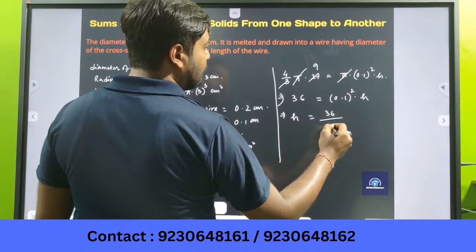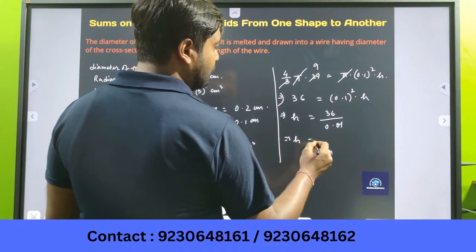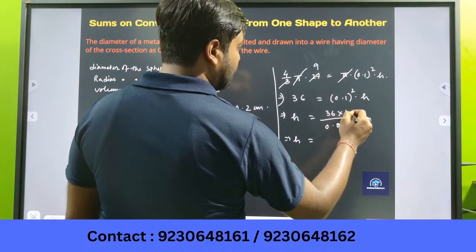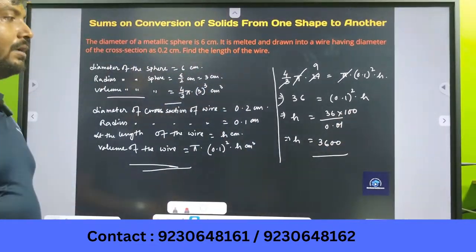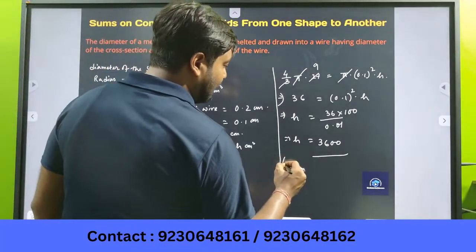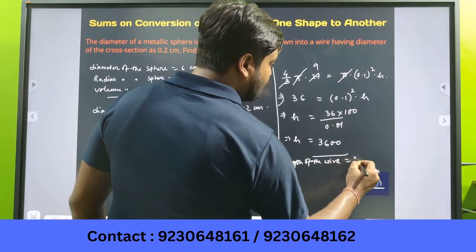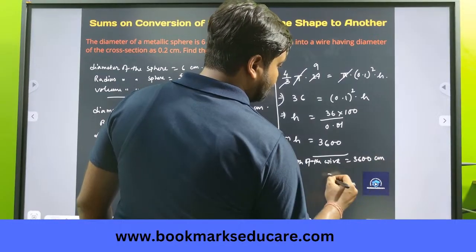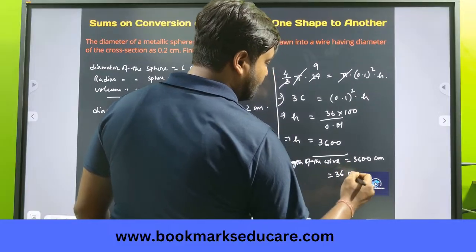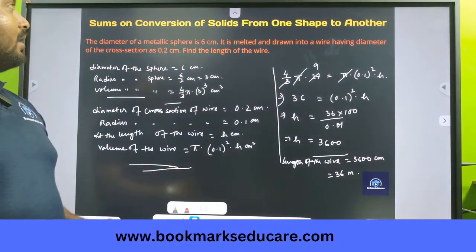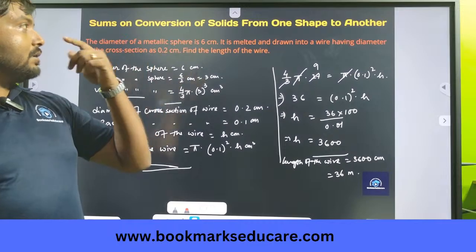So h equals 36 by 0.01. If we calculate this, it is 3600. This is the length of the wire. The length of the wire is 3600 centimeter. So this will be 36 meters actually. 36 meters.